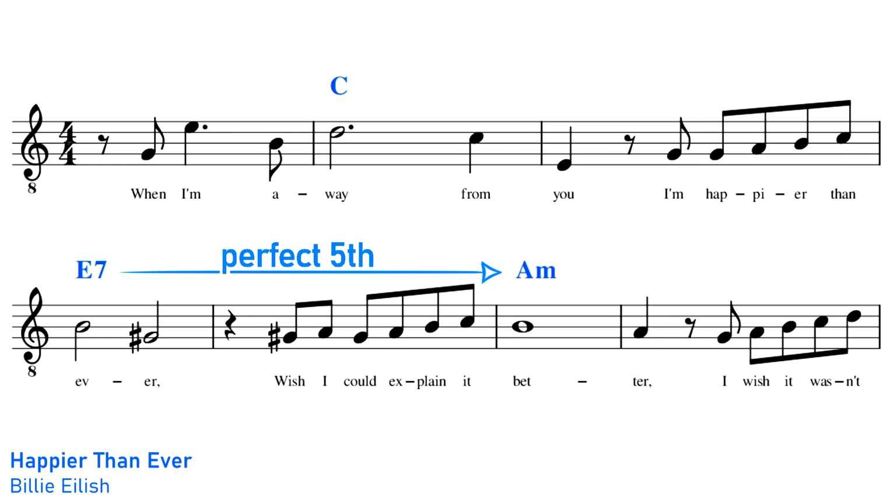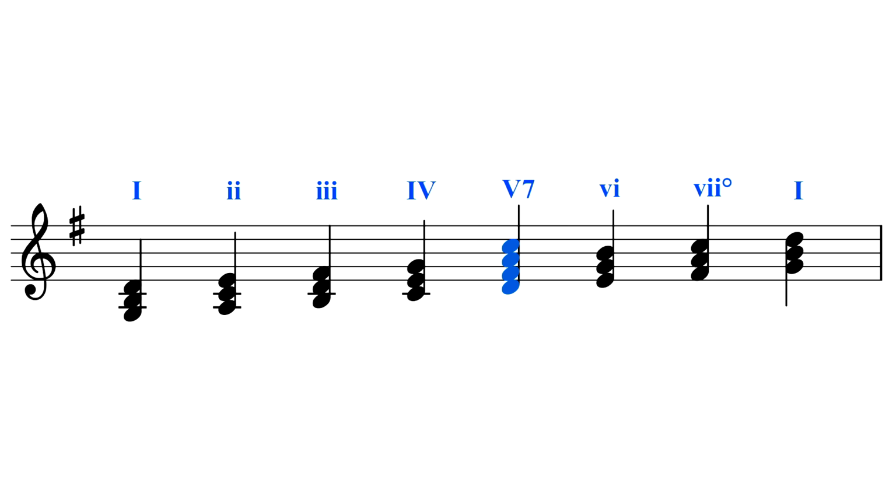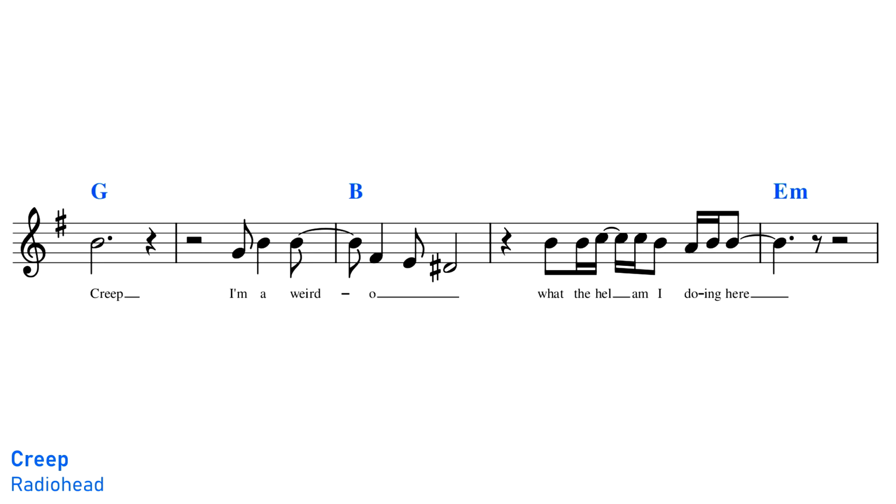And this is certainly the most common use of a secondary dominant chord, but in the same way that the normal dominant chord of the key, the 5 chord, doesn't have to resolve to 1, neither does a secondary dominant chord. For example, in Creep, this B chord is a secondary dominant. It's the major version of the 3 chord.